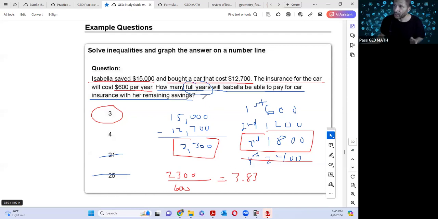But the question is how many full years? Most people round this off and say, this rounds off to 4.